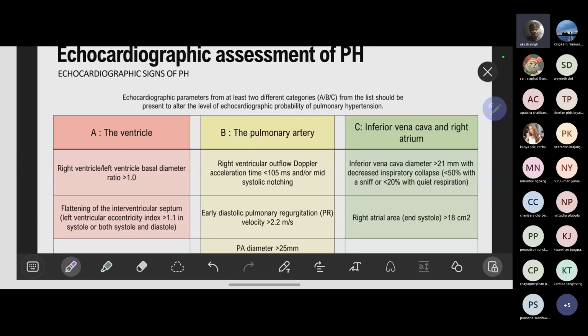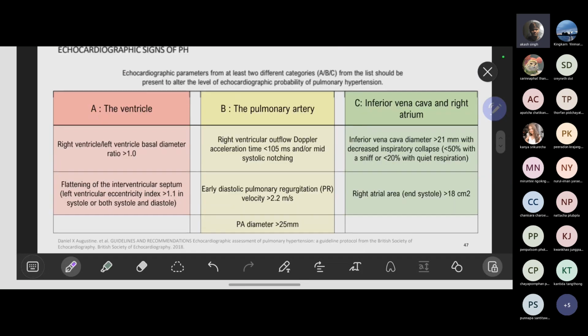What do we mean by more than two echo categories, Ajahn? This slide shows echocardiographic signs which are categorized into 3 groups. And these are the 3 categories of echocardiographic sign of pulmonary hypertension, which consist of the ventricle, pulmonary artery, and inferior vena cava and right atrium.